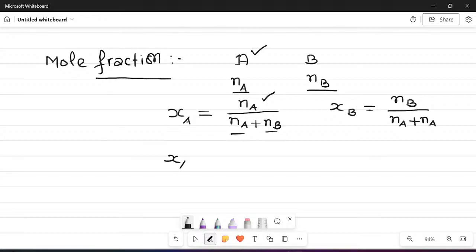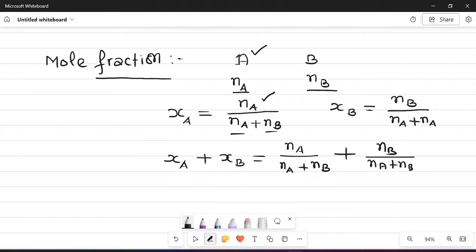So what is the sum of XA and XB? Let us calculate here this sum of all the mole fractions. Na upon Na plus Nb, plus Nb upon Na plus Nb. So if you add these two fractions, you will get 1.